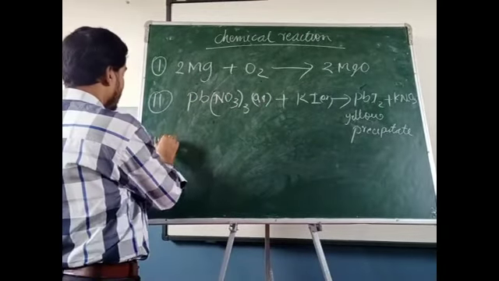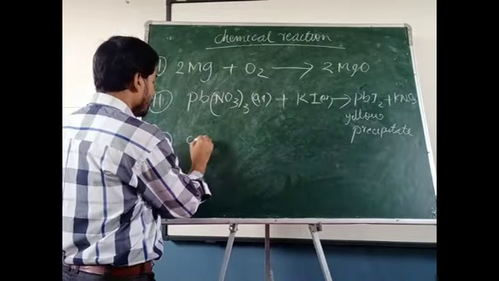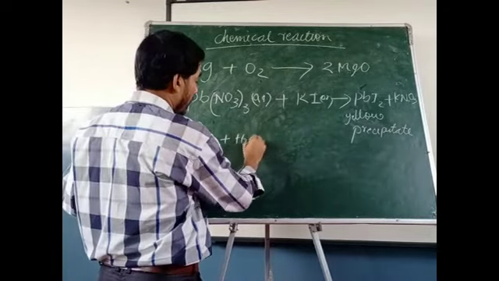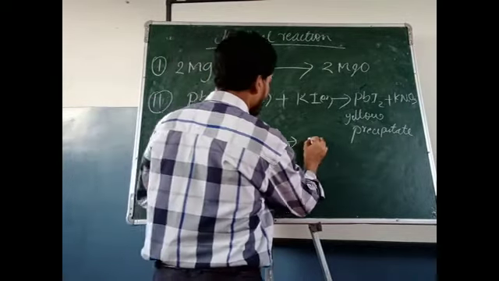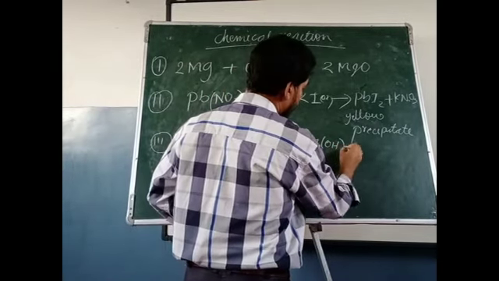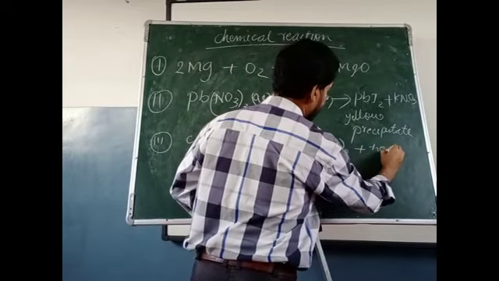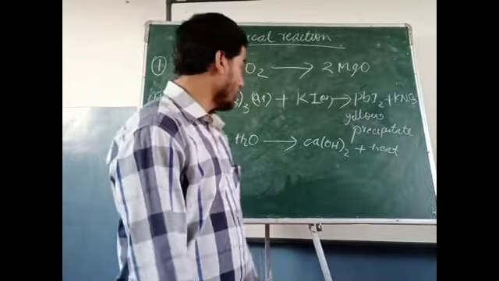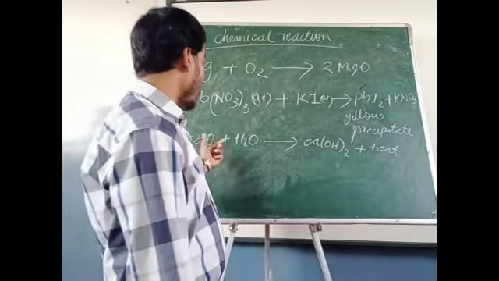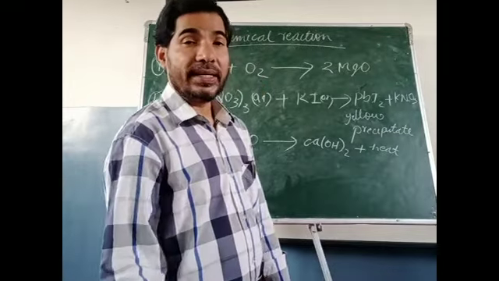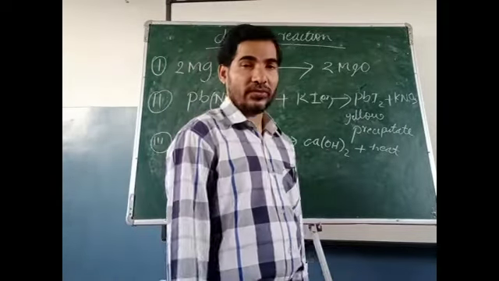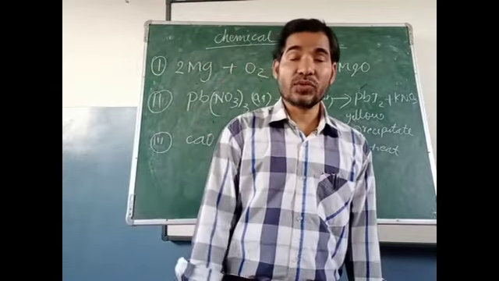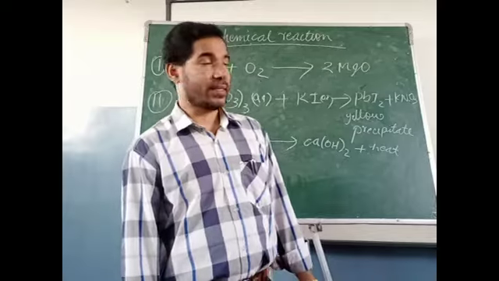Suppose that we have taken calcium oxide, which is also known as quicklime, plus water gives calcium hydroxide, Ca(OH)2, plus heat. This reaction is an example of chemical reaction. When quicklime is added into water, then heat is released here and calcium hydroxide is formed. Since in this reaction change in temperature takes place, it is an example of chemical reaction.